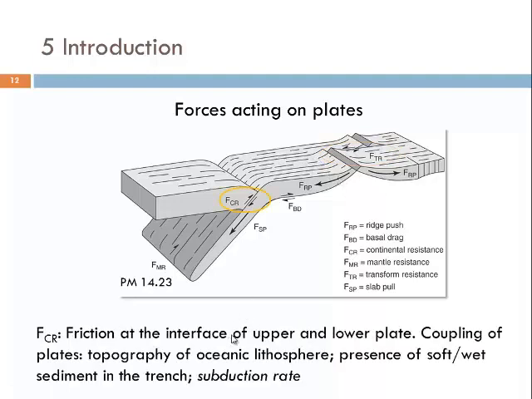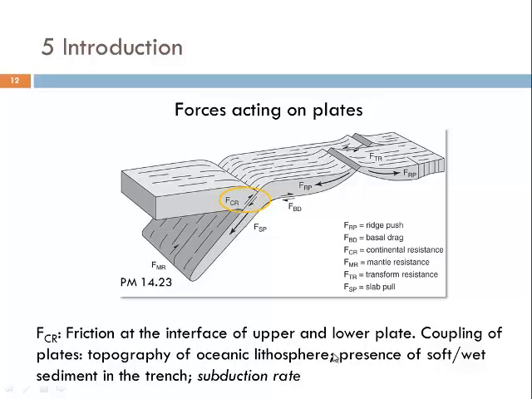Another resisting force is the friction along the interface between the upper and the lower plate. The lower plate is always the subducting plate. This force is called the Continental Resistance. This is not necessarily a continental plate. It also could be another oceanic plate that is here more or less coupled with the downgoing plate, and the extent of this coupling will control the magnitude of the resisting force along such an interface.